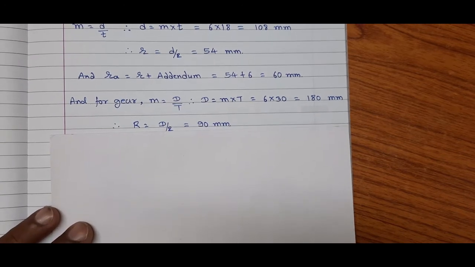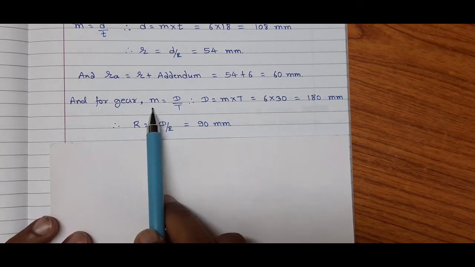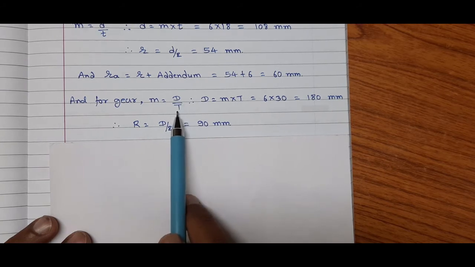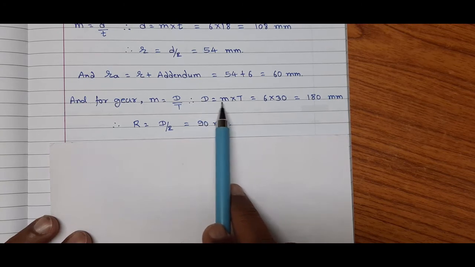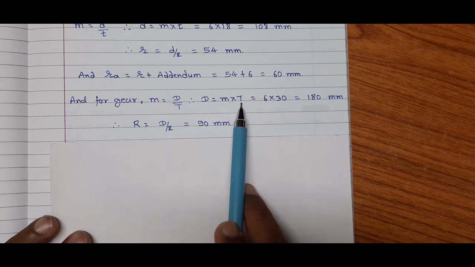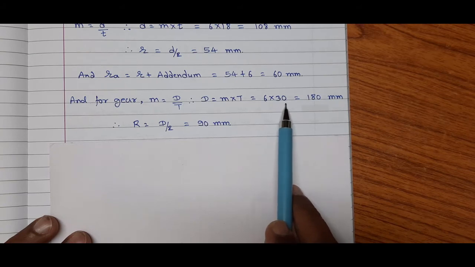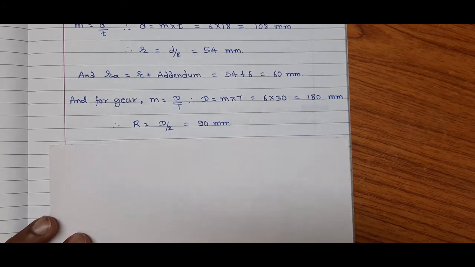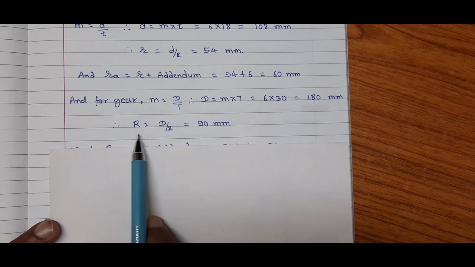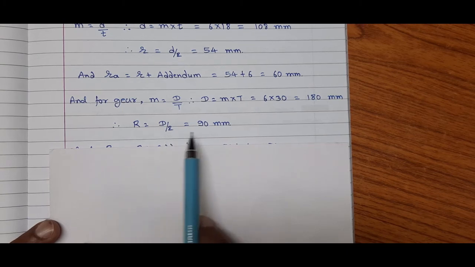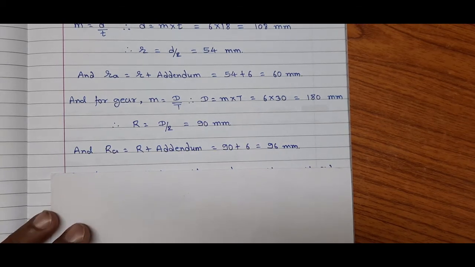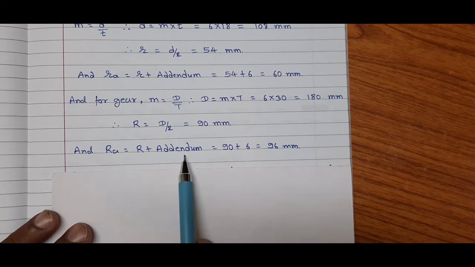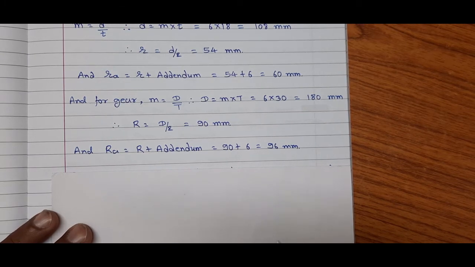Similarly, we can write for gear that module is equal to pitch circle diameter divided by number of teeth. So the pitch circle diameter of gear, capital D, is equal to m into number of teeth of gear, that is 6 into 30 gives 180 millimeter. So the pitch circle radius of gear is half of the pitch circle diameter, and that is equal to 90 millimeter. And addendum radius RA is equal to pitch circle radius plus addendum, that gives 96 millimeter.